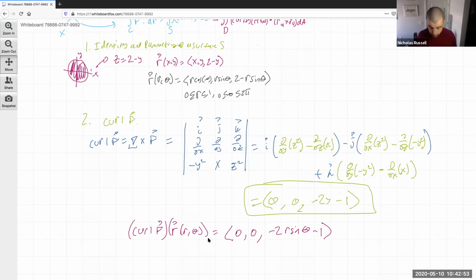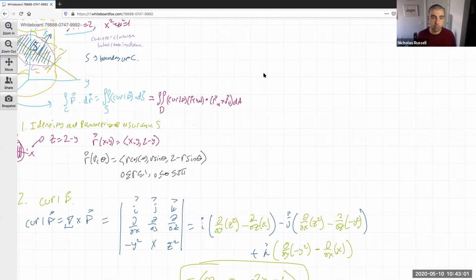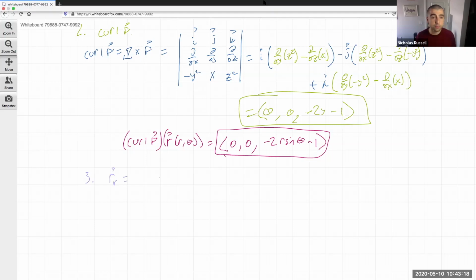Next thing, so this is one thing I have to calculate. And the second thing I have to calculate is r_r cross r_theta. So let me calculate this normal vector here. I'm going to keep moving down, and then we'll zoom out here. So what I'm going to do now is calculate r_r and r_theta. So r_r here, as a reminder, oh, that was bad. Sorry, did not mean to do that.